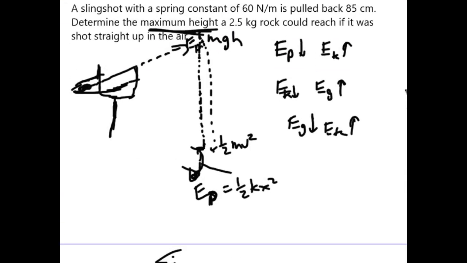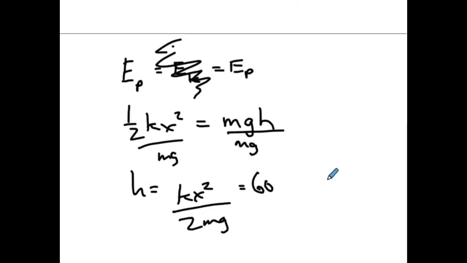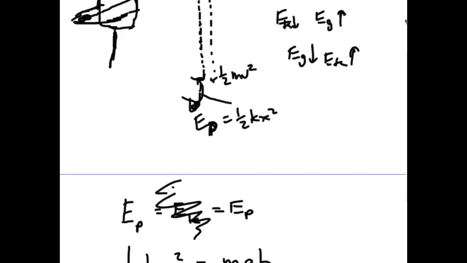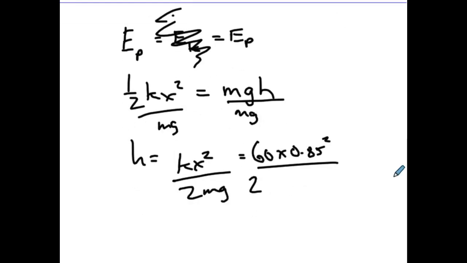x we said was 85 centimeters. So that'll be 0.85 squared. In our denominator, we're going to need 2 times our mass, which was 2.5 kilograms. And gravity is 9.81. There we go. We've built ourselves our formula for height. So 60 times 0.85 squared divided by, and make sure you use a bracket for the whole denominator, 2 times 2.5 times 9.81.